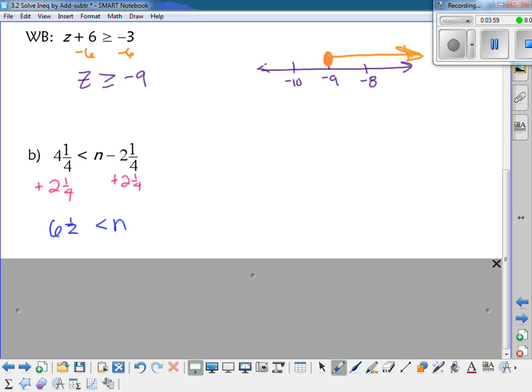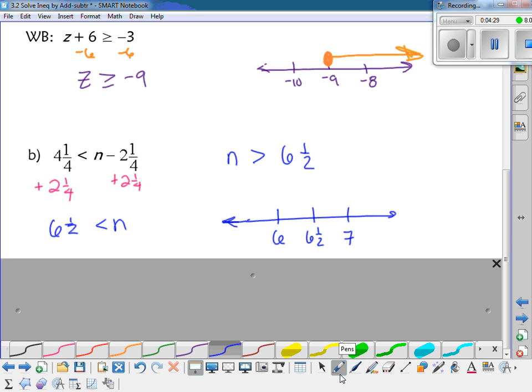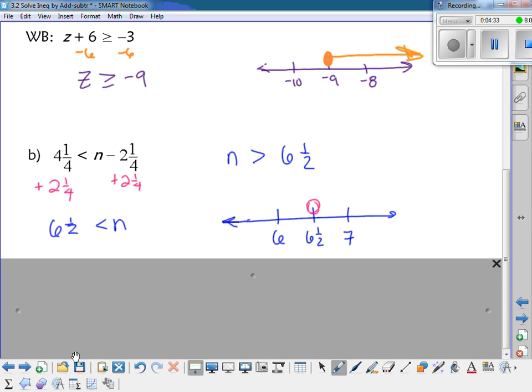Okay, it's a good idea to write the inequality going the other direction before you graph it, because you'll be less likely to make a mistake when you graph it. So I'm going to flip it around, and that means that n is greater than 6.5. So when I go to graph it, 6.5 would be right in the middle between 6 and 7, and it's greater than, so it's an open circle, and it's going to the right.